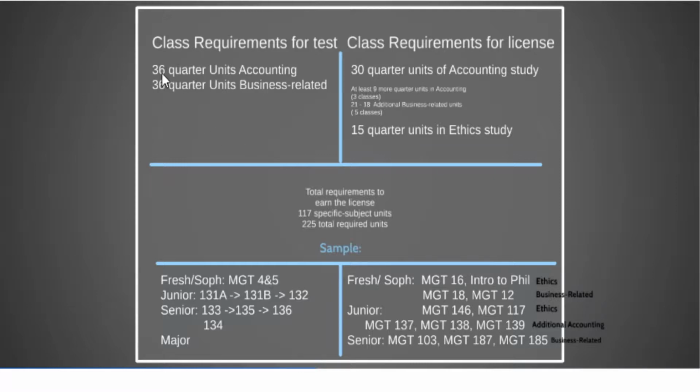In total, the test requires you to complete 36 quarter units of accounting subjects, 36 quarter units of business related subjects, 30 quarter units of accounting study, and 15 quarter units of ethics study if you wish to complete the license. The total requirements to earn the license are 117 specific subject units, so please keep this in mind when you're picking a major.